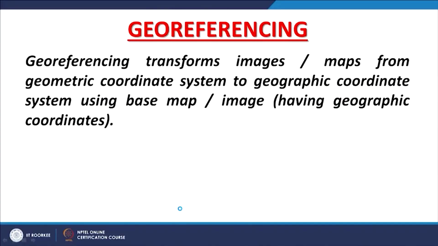So now we can define what exactly georeferencing is. Georeferencing basically transforms images or maps, scanned maps or images, which are in a geometric coordinate system to a geographic coordinate system. In order to perform this, we use either a base map or an image having geographic coordinates, or maybe some library which might be available to us. If we have a good library of ground control points, or GCPs in short, we can also access that library.